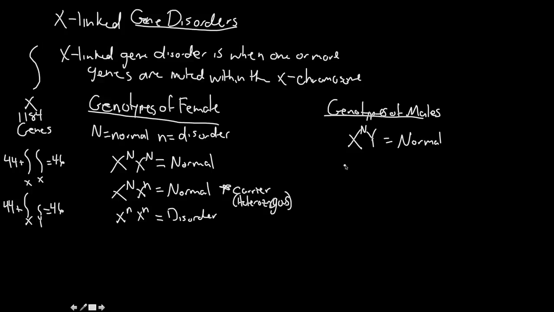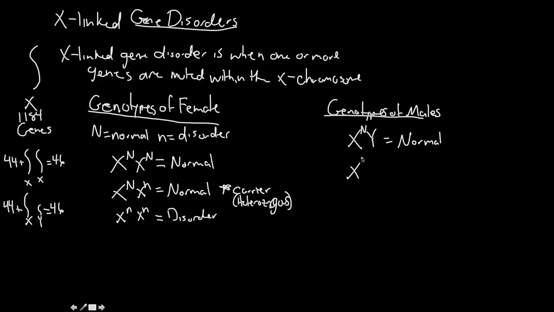And when you look at X and Y, here's the thing that you have to always remember. Whenever a male gets an X, it's always from his mom. He gets the Y from his dad always. Why is that? Females can only pass on X's. Males can pass on an X or a Y. A female can never ever pass on a Y. So when you look at a male, one always has to come from mom, one always has to come from dad. So when you're looking at the X and Y chromosome, the Y always comes from dad, the X always comes from mom. So X big N equals normal.